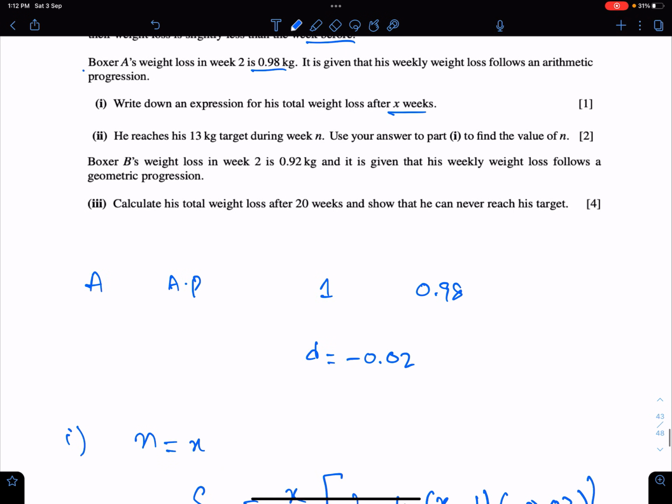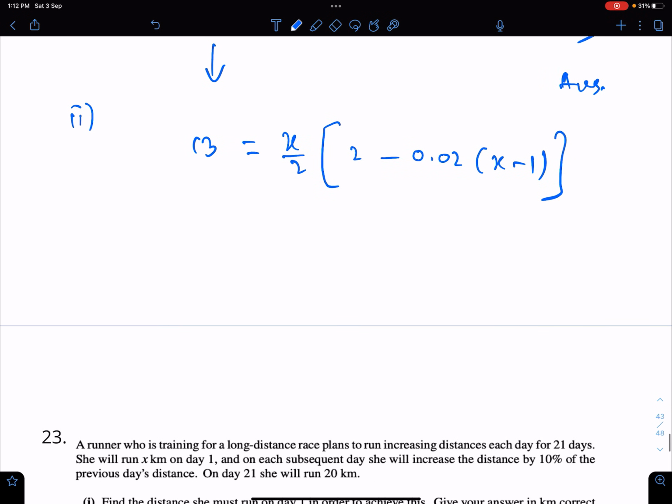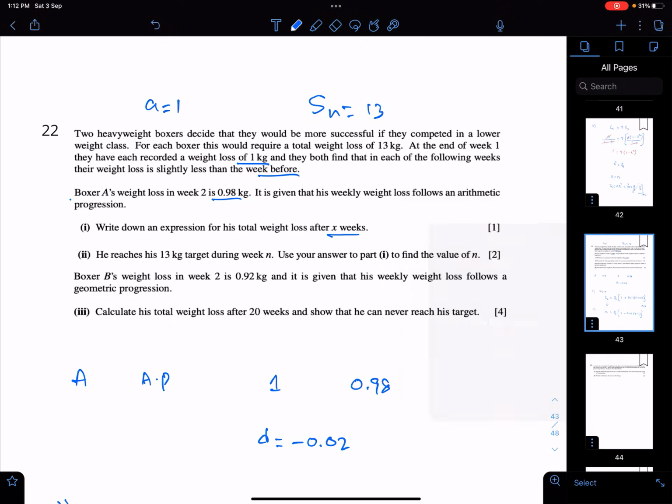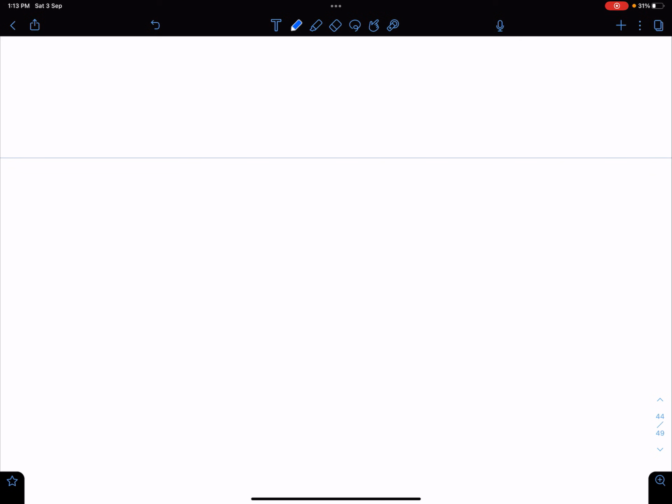Now, part 2. He reaches his 13 kg target during the nth week. Find the value of n. So, very simple. We just need to equate this with 13. We can replace x by n as well, or you can leave x as it is. When we solve this equation, we will get the value of x. The simplified form of this equation is 0.02x squared minus 2.02x plus 26 equals 0.